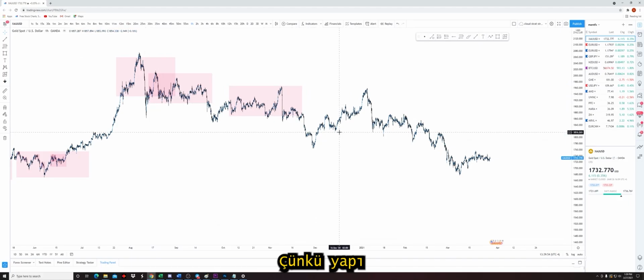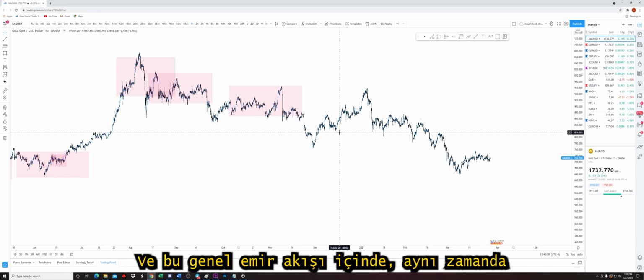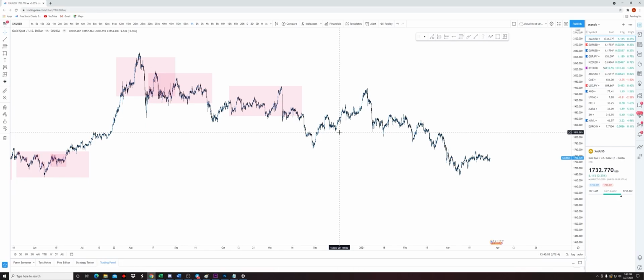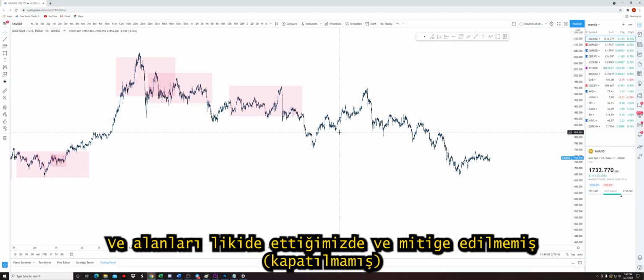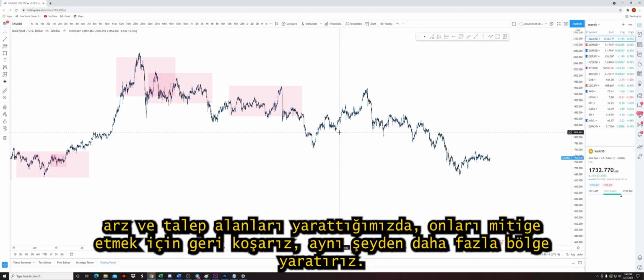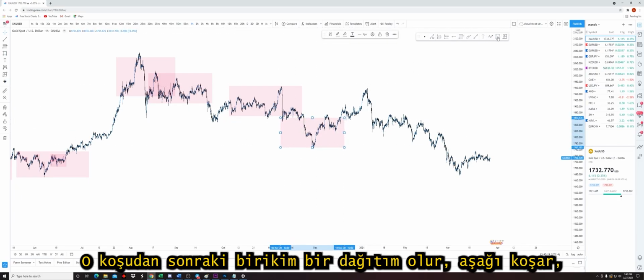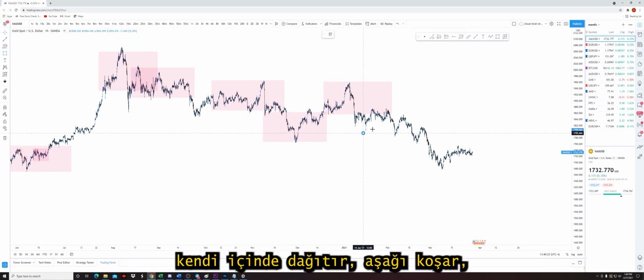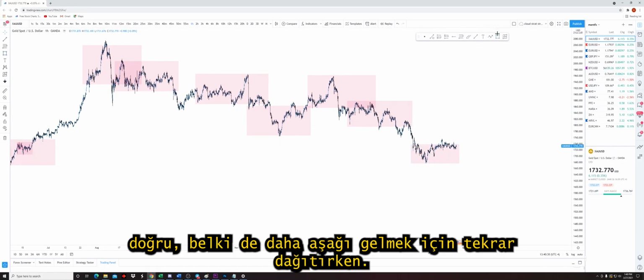Wyckoff is structure because structure moves in a way that will deliver to you overall order flow, and within that overall order flow, there's candlestick structure, which is also part of transferring buys into sells. And as we liquidate areas and create supply and demand areas that are unmitigated, we run back to mitigate them, creating more zones of the same thing, right? Price comes down, accumulation accumulates to come here. That accumulation after that run becomes a distribution, runs lower, distributes inside of it, runs lower, accumulates where? In here, might run higher now, right?